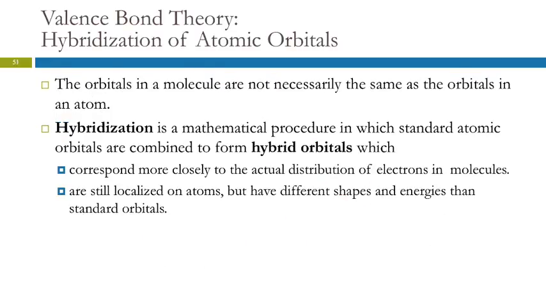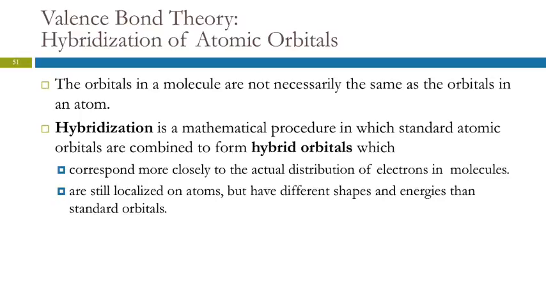Well, so far we've been assuming that the orbitals in a molecule are the same as the orbitals in an atom. And that's probably not true. Hybridization is a mathematical procedure in which we take the standard atomic orbitals and combine them to form hybrid orbitals. So what are orbitals, after all?